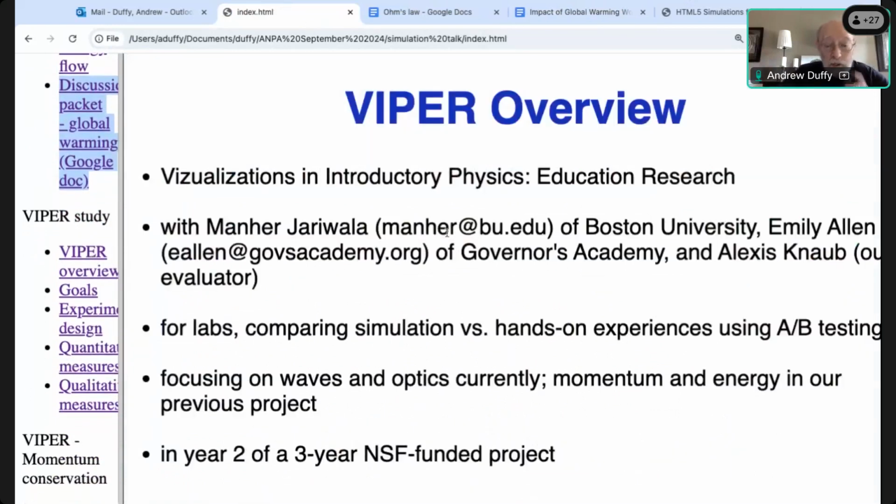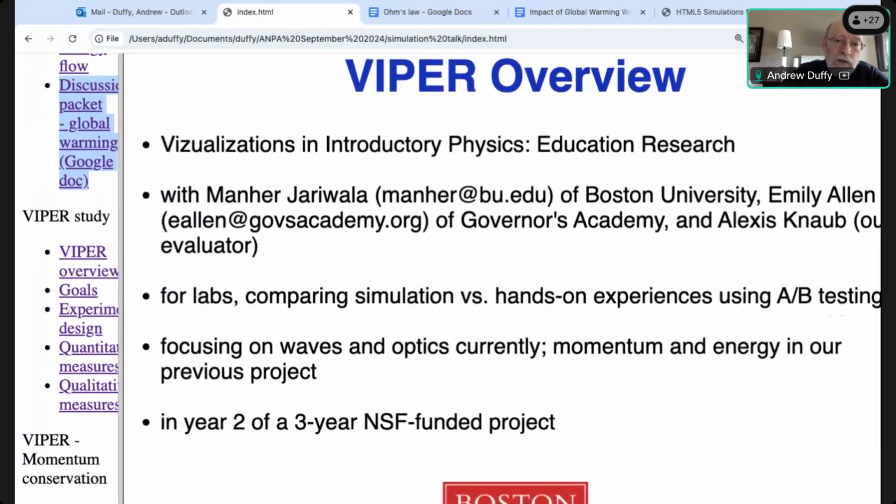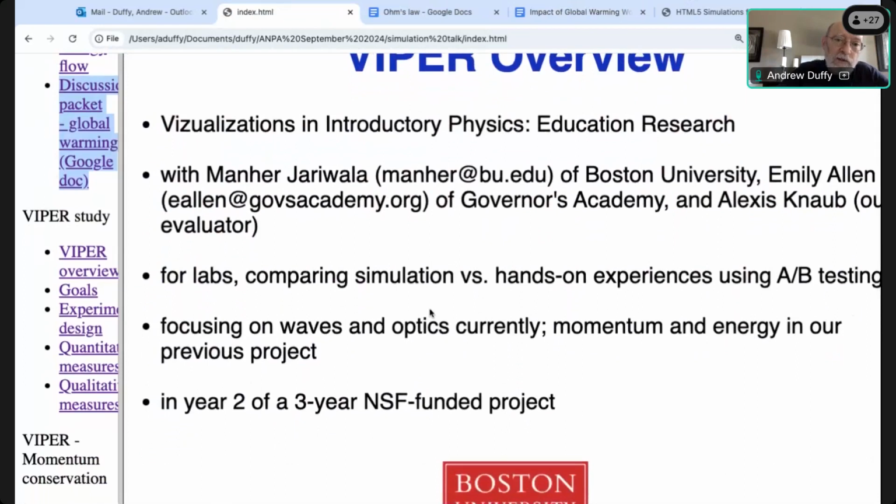I'm working with 2 very good colleagues, Manraj Arawala, we are together at Boston University, and Emily Allen, who is now a physics teacher. She actually runs the science program at Governor's Academy, which is a private school here in Massachusetts. We've been working together for quite a few years. We do things like this. We say this set of students are either going to get a simulation-based lab, and this set of students is going to get a hands-on lab. And then we kind of compare outcomes. And basically, we really haven't found any real difference between those groups.